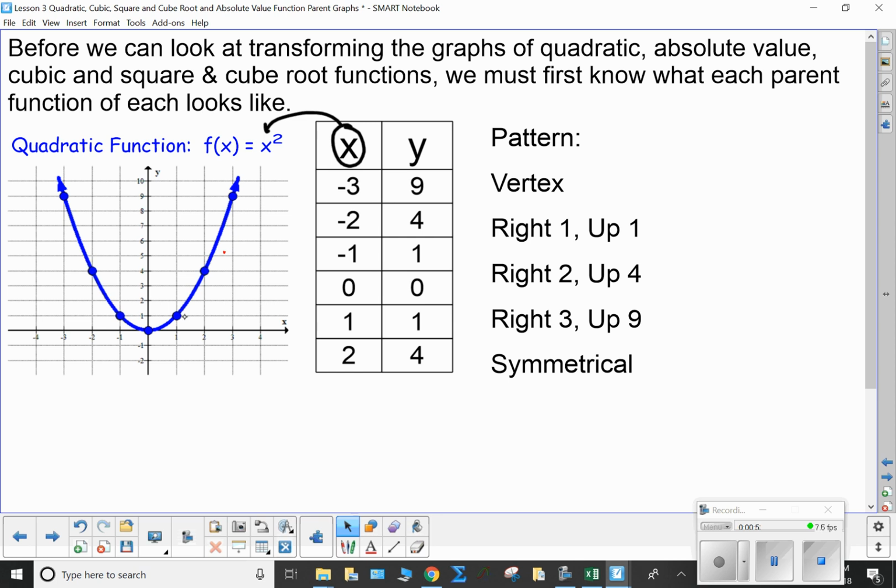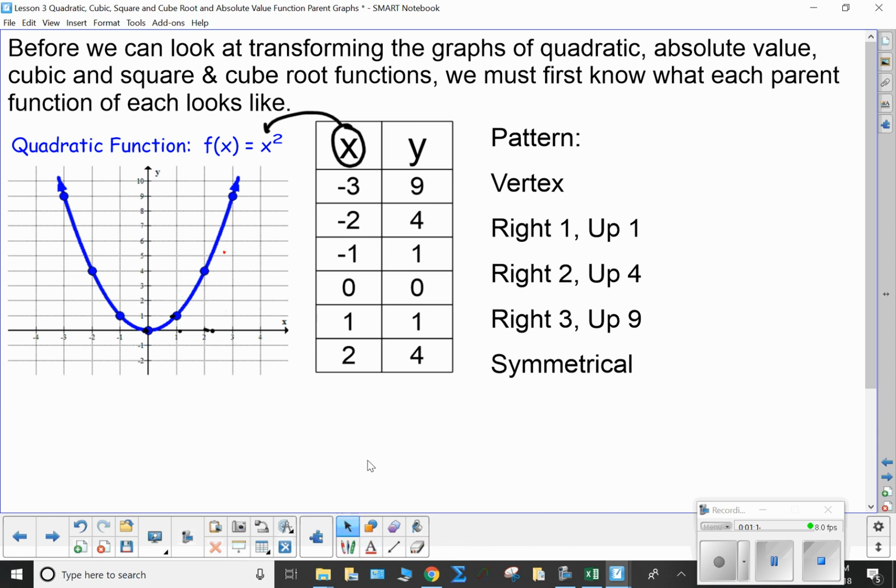Now, I've graphed it over here in blue. Notice that you start at the vertex, the center. You go right 1, up 1. You go right 2, up 4, and right 3, up 9. This is called the parent pattern, starting at the vertex, wherever the vertex is.